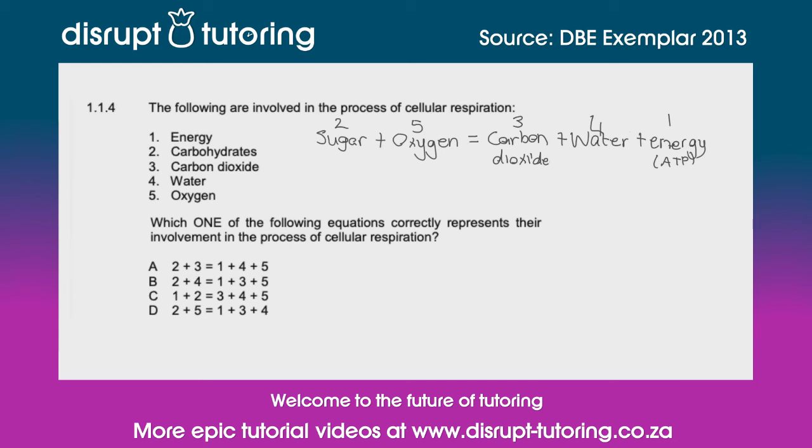So let's have a look at our list. It's 2 plus 5. We've got a 2 plus 5 option here at D, and that's equal to 1 plus 3 plus 4. We have a 1, we have a 3, and we have a 4. So the correct answer is D. 2 plus 5 equals 1 plus 3 plus 4.